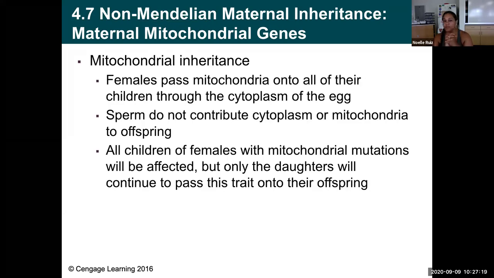Mitochondrial inheritance. Females pass mitochondria onto all of their children through the cytoplasm of the egg. Sperm do not contribute cytoplasm or mitochondria to offspring. So all children of females with mitochondrial mutations will be affected. But only the daughters will continue to pass this trait on to their offspring. So men can be affected, but they don't pass it on to their offspring. And that's what it looks like in the pedigree.